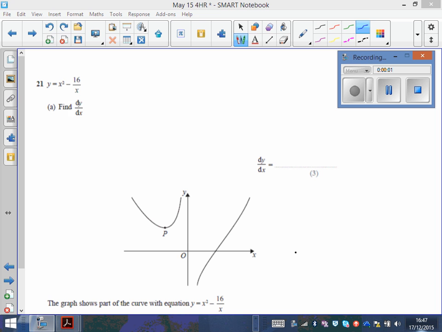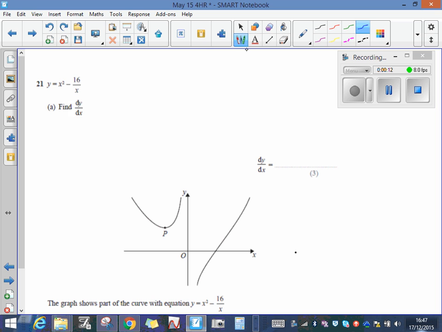First of all, we need to change this first expression into something which we can actually differentiate. The x squared is okay to differentiate, but not the minus 16 over x. So what we need to remember is that 16 over x, you can think of it as 16 times 1 over x, because 16 can be thought of as 16 over 1. So 16 over x is the same as 16 over 1 times 1 over x. And you should also know that 1 over x can be written as x to the minus 1.